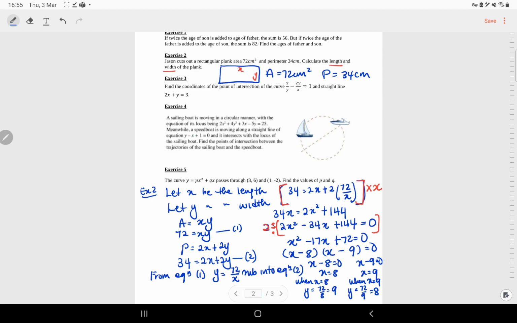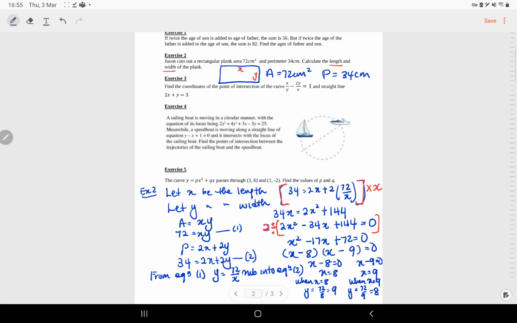I'm going to ask you to do exercise 1. Try to interpret what it is that they're trying to find. So here they ask you to find the ages of father and son, and the information is given in the question. So I want you to interpret it and write an equation for those two pieces of information that are given.